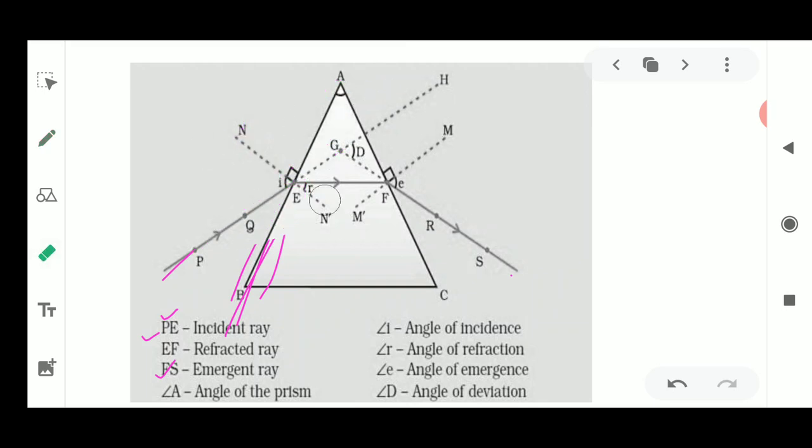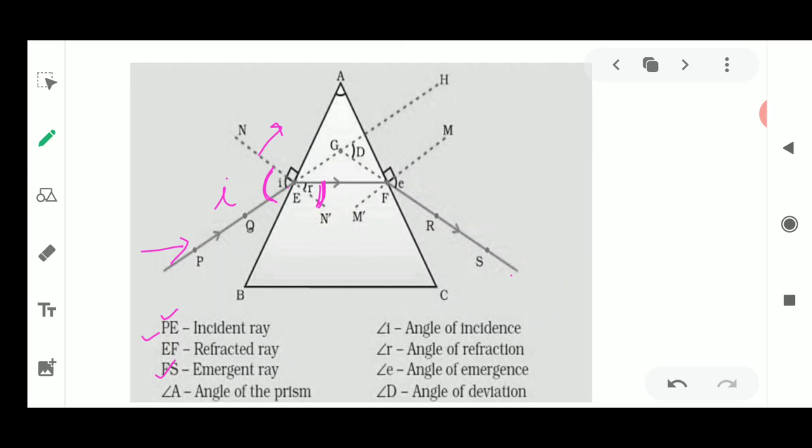So this is the angle of incidence. Its definition says that it is the angle between the incident ray and the normal, so this angle is angle i. Next, what is the angle of refraction? Once the angle of incidence is formed, just opposite to it, somewhere inside the glass prism, will be the angle of refraction. Now from the next side, the light ray is coming out, which makes the angle of emergence.